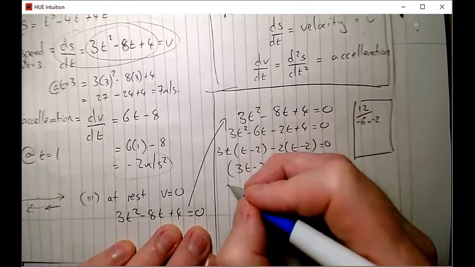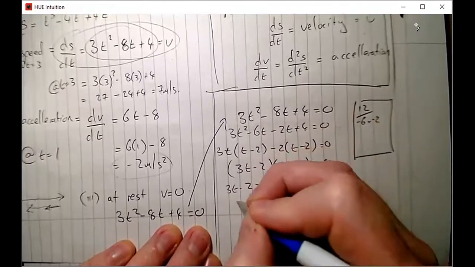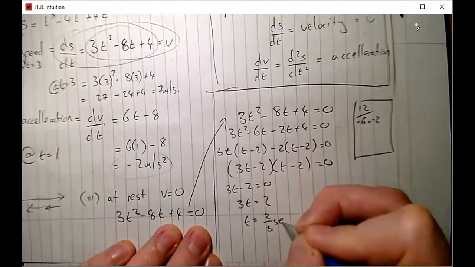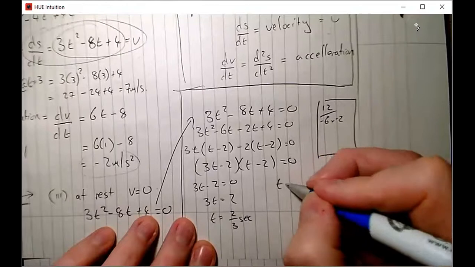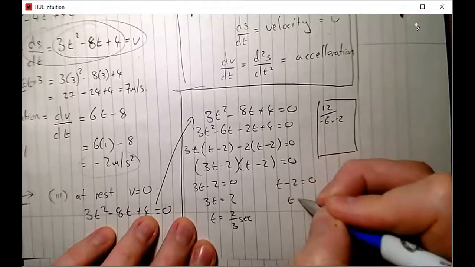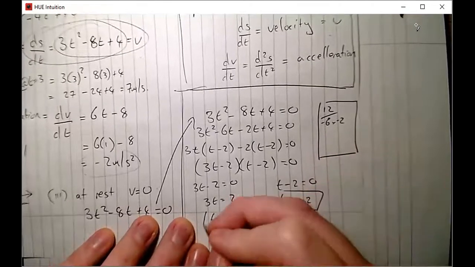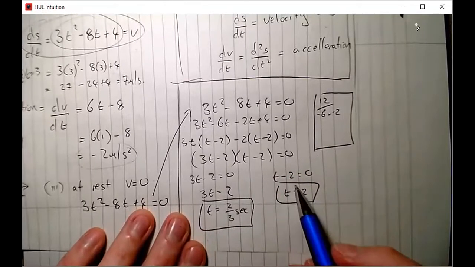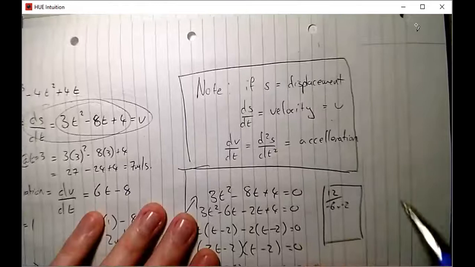So that's 3t minus 2 is 0, 3t is 2, t is 2/3 of a second. It's momentarily at rest. Or t minus 2 equals 0, t equals 2. So there's 2 times there when it's momentarily at rest, either at 2/3 of a second or 2. And I'll just make that point. You take that note down.